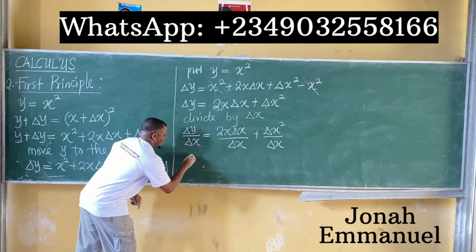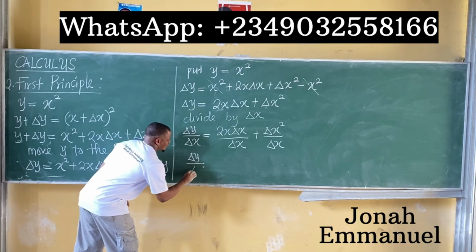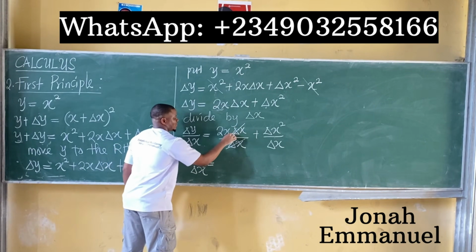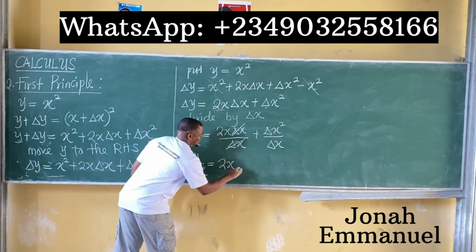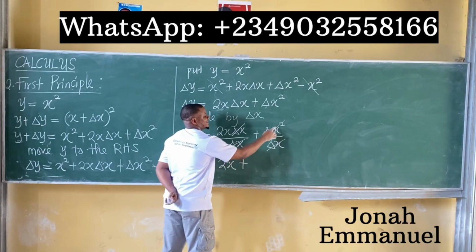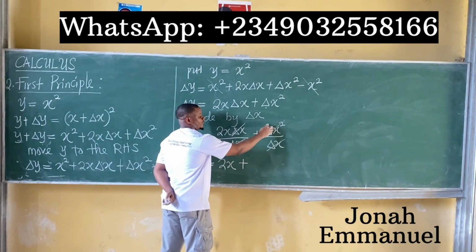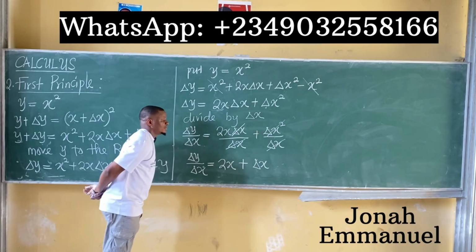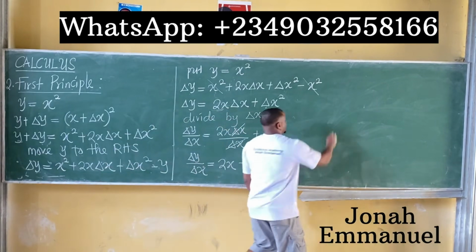At this juncture, you have change in y over change in x is equal to, from here, this will cancel this. What do you have here? 2x plus, this cancels this. You have change in x squared, that means 2 of it. So if you cancel one, what's left there? Change in x. So you have this. Then your final step is this.